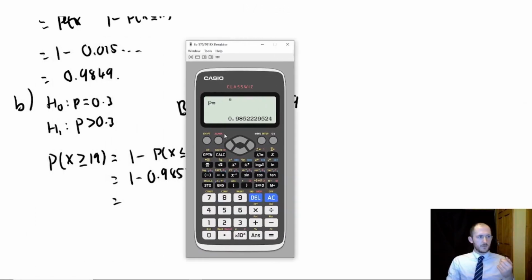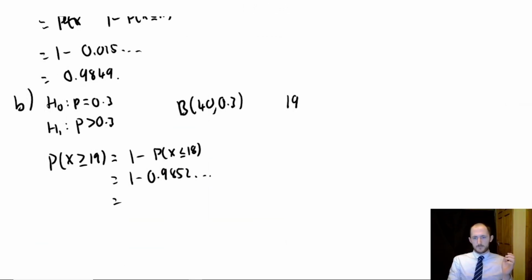Again, we're going to use menu, go to option 1 for calculate, we're going to do 1 minus answer. So for those of you that have just joined, if you're unsure about any of this, just let me know, because joining halfway through a hypothesis testing question isn't easy. But you're going to get 0.0148. So in other words, that's 1.48%, same thing.